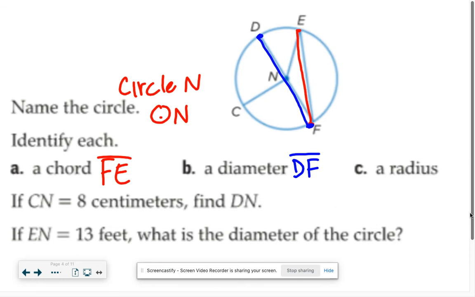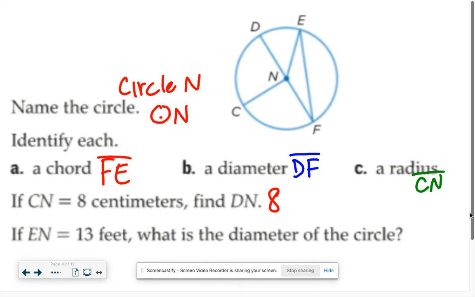And a radius, we have a few options here. Let's do CN, from the center to the edge of your circle. It's a terrible C. Okay, CN. Now we're going to do a little bit of math. It says if CN is 8, so if our radius is 8, find DN. So what would my other radius be? Well, we know that all radii in a circle are congruent, so it would also be 8.